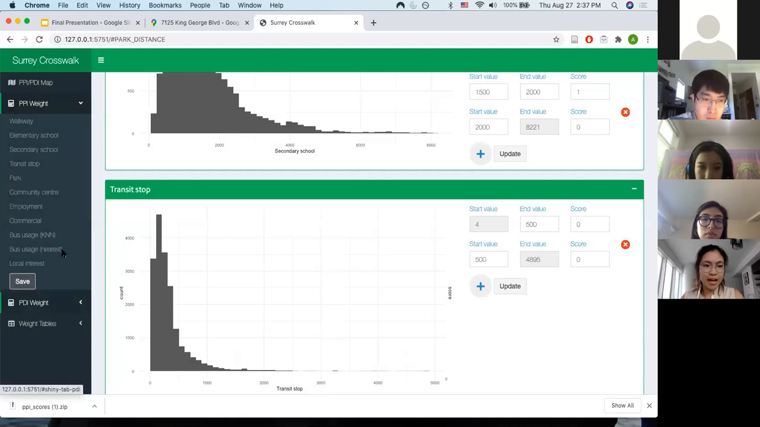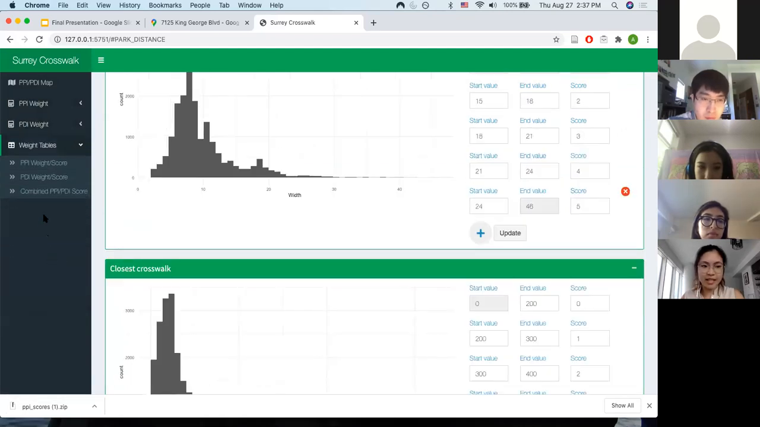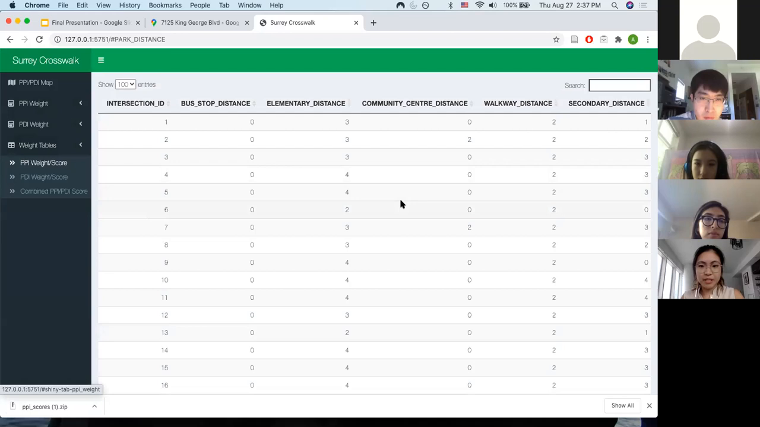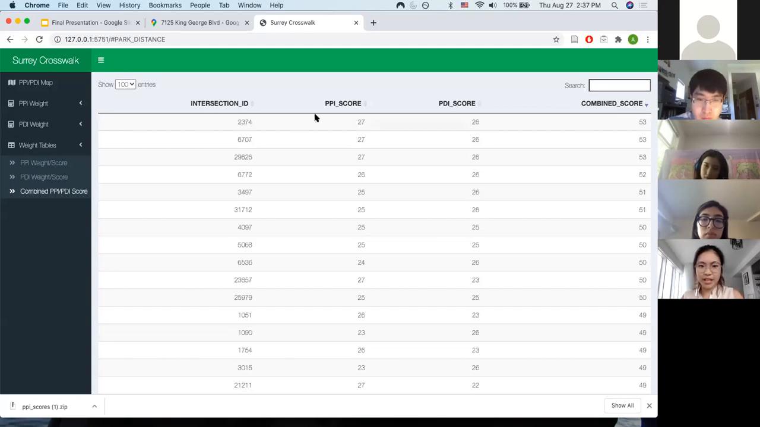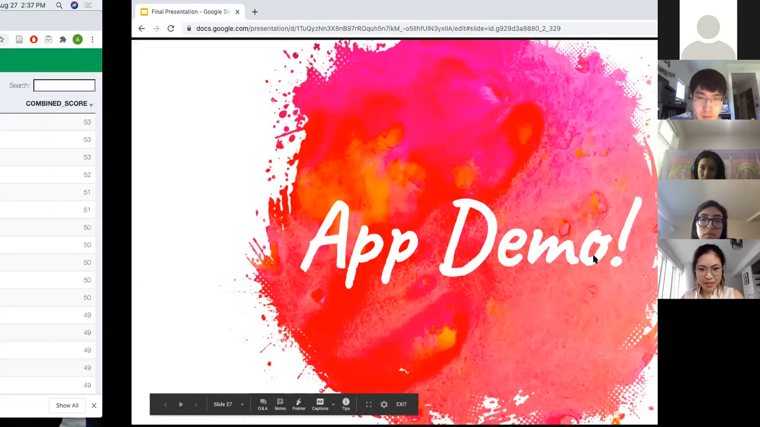And the same thing we have for PDI, and the last table here has the specific scores, and you can search for the intersection ID there as well. And lastly, we have the rankings, where you can just click here and see the lowest scoring and the highest scoring intersections. That concludes the app demo.